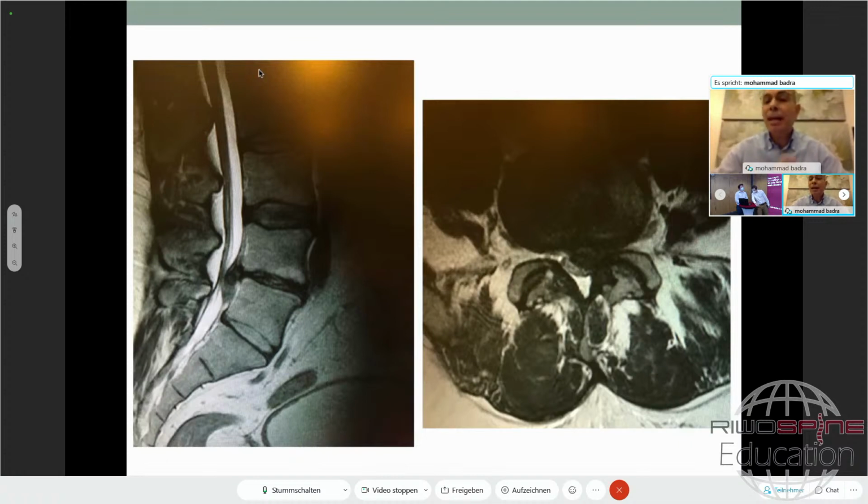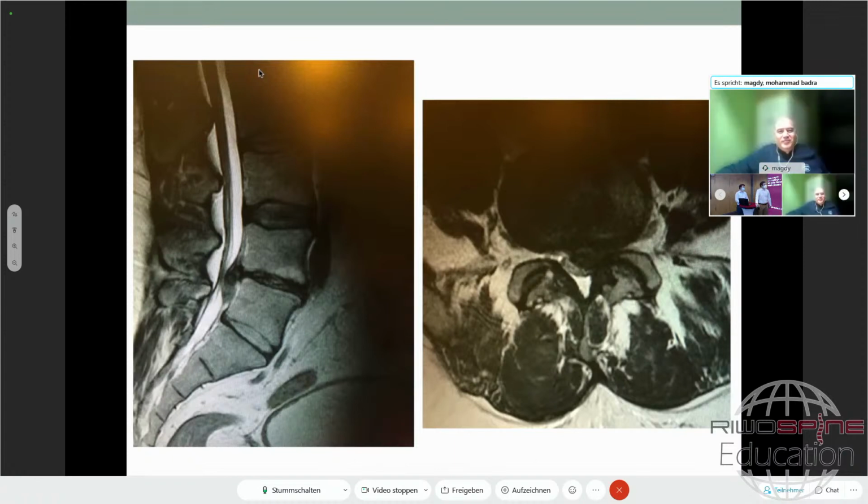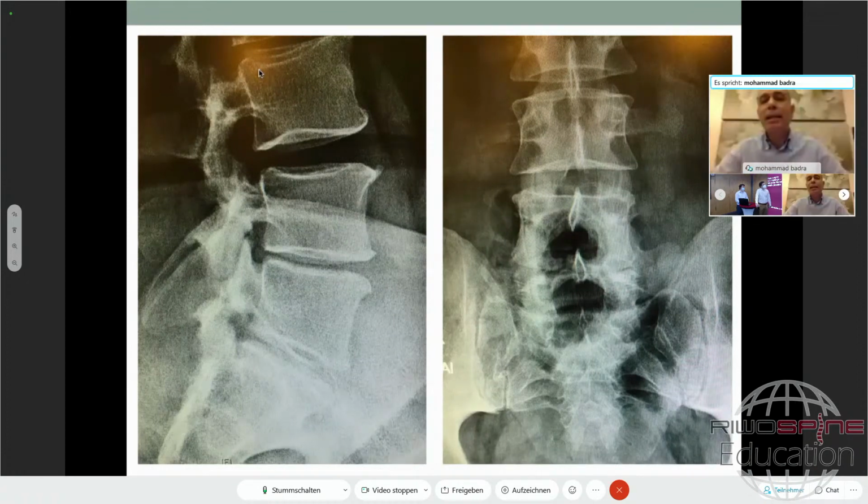I mean, this is appealing for transforaminal, because when I looked at the MRI, I said to myself, I will do it transforaminal for sure, right? I would do this. I would do it transforaminal. But look, I always do an X-ray before I do my surgery. And when I looked at the X-ray, look at the X-ray for this patient.